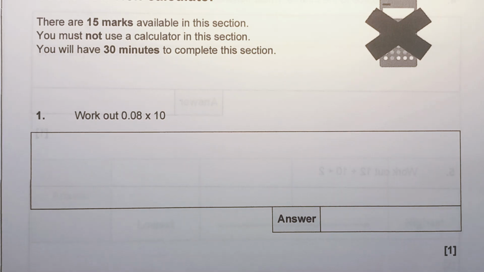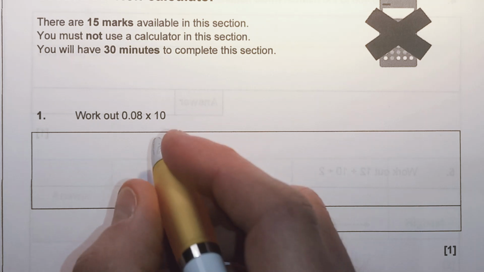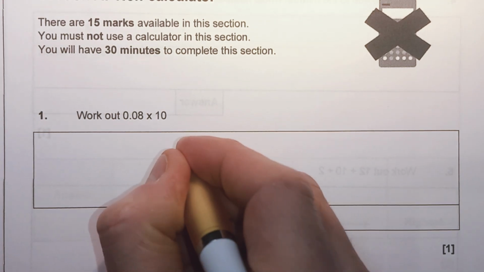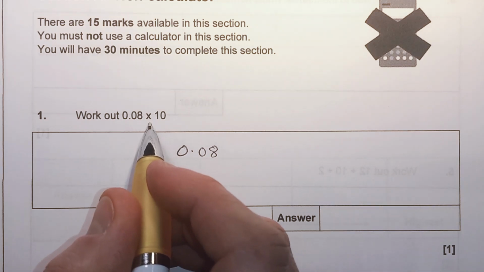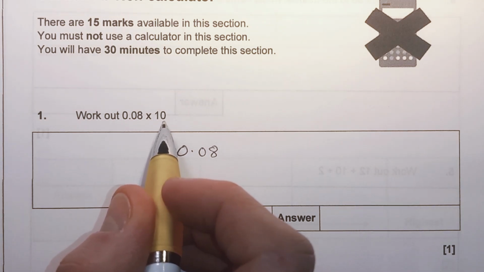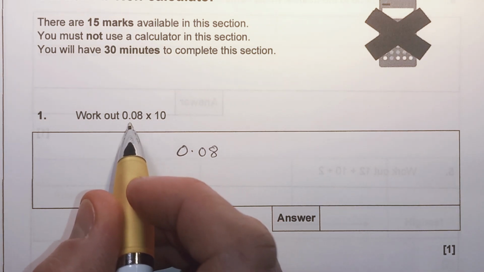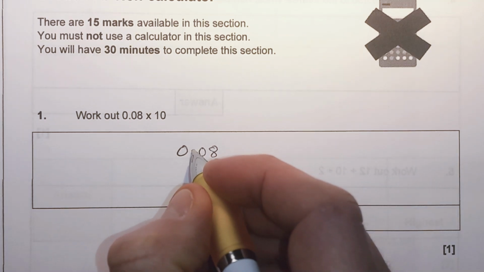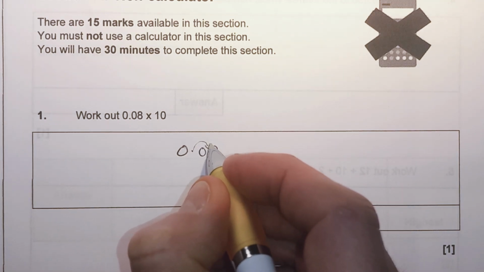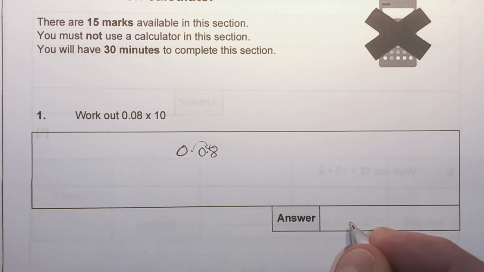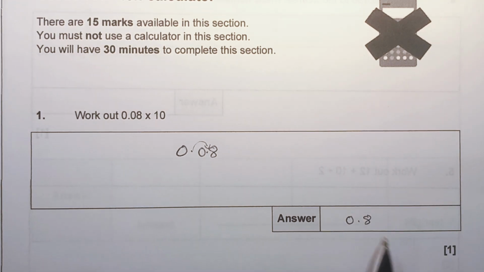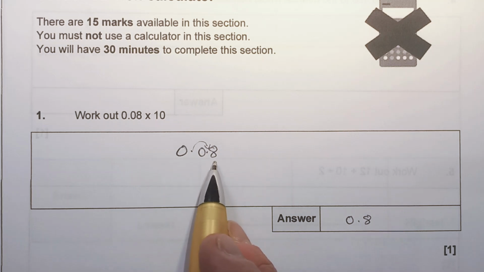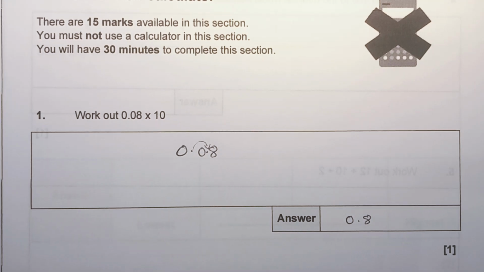Question 1. Work out 0.08 times 10. Okay, so we've got 0.08 times 10, so we're making the number bigger. We've got 10, so we're going to move the decimal point by one place. To make it bigger, we're going to have to move it to the right, so we end up with 0.8. So we've got 8 tenths, whereas we did have 8 hundredths before.